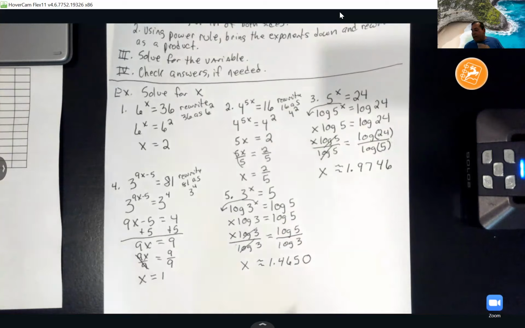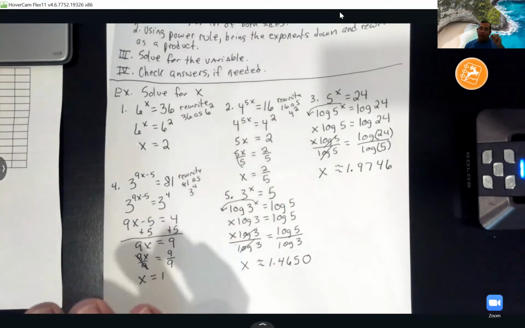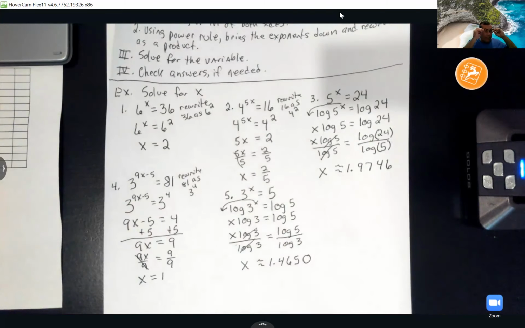Okay, so you just got to watch out for what's happening in the beginning. Are you rewriting it or are you having to take a log, okay? Let's let y'all get that caught up and then we'll flip the page.